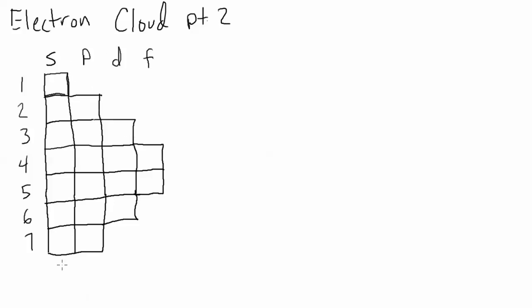Remember, the S sublevel has only one orbital, so it can only hold 2 electrons. But the P sublevel has 3 orbitals, so it can hold 6. Each orbital can hold 2 electrons. The D sublevel has 5 orbitals, so it can hold 10 electrons, and the F sublevel has 7 orbitals, so it can hold up to 14.